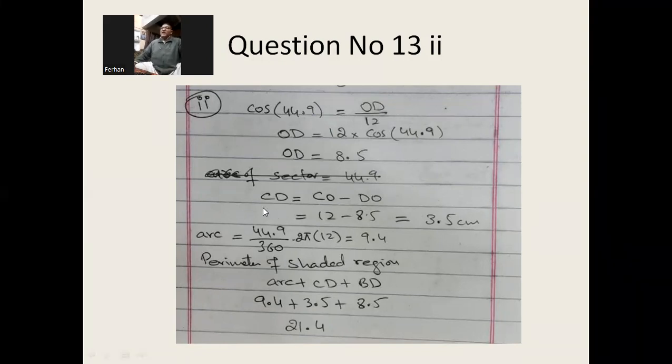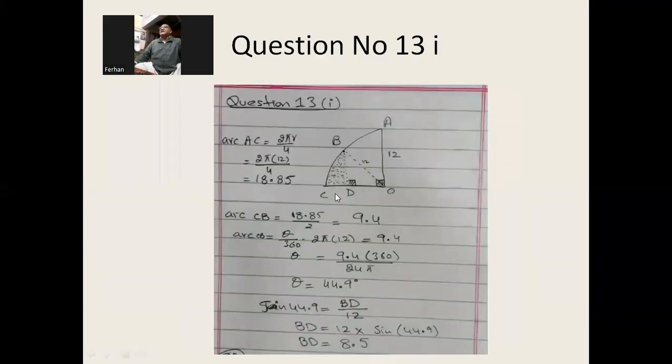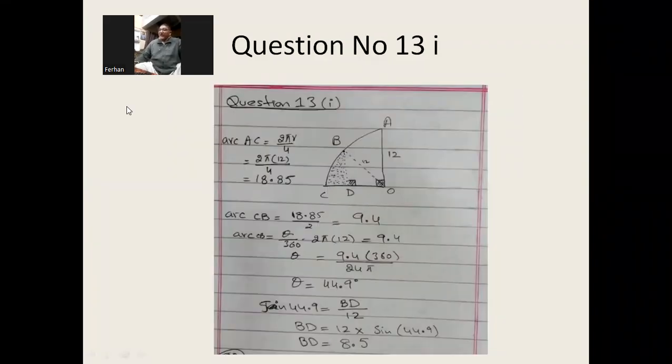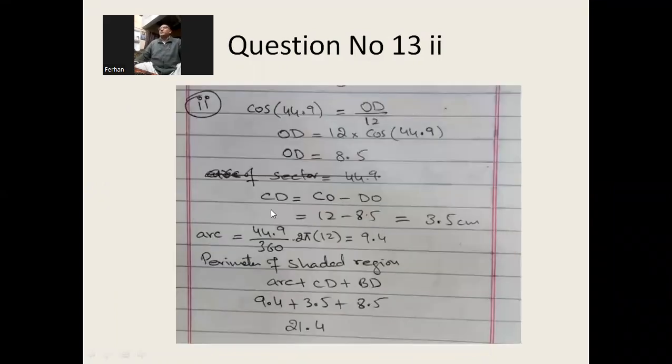Once you know the OD, what is CD? CD is this thing. I want to know the CD. This OC or CO is 12. I know the OD, that is 8.5. So 12 minus 8.5, you will get the CD. Let me show you that process. CD is equal to CO minus DO, that will be 12 minus 8.5, and that will be 3.5 centimeters.